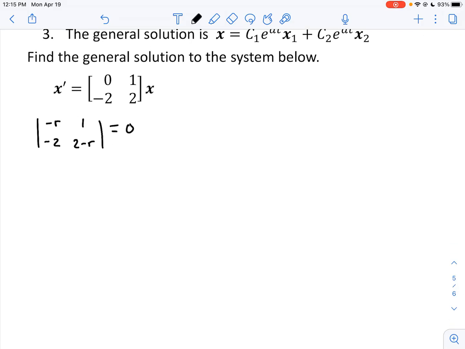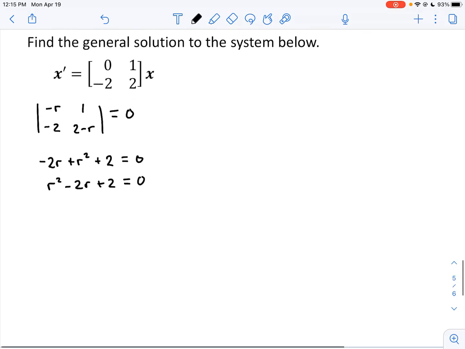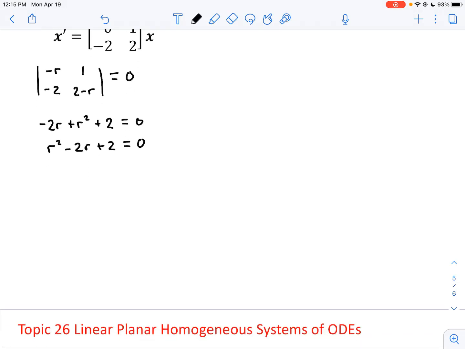So multiply the main diagonal, and we get -2r plus r squared. And then remove the product of these entries, so we're going to remove -2, which means we add 2. This creates our quadratic equation. Let me reorder things around a little bit, and it is going to have imaginary roots.